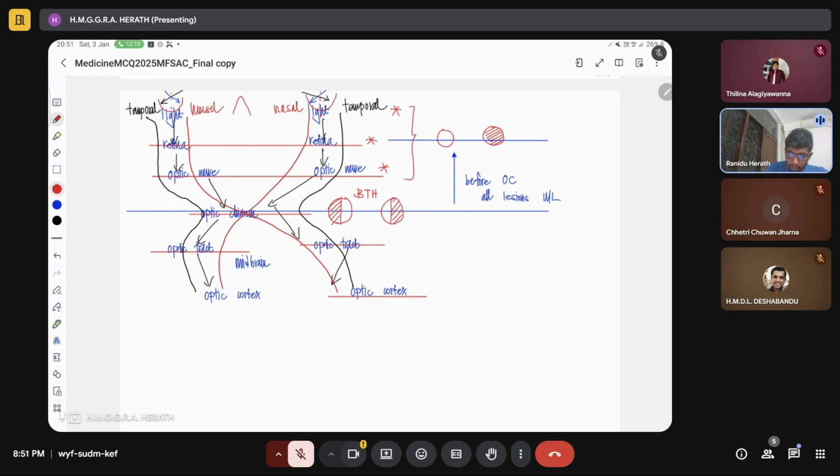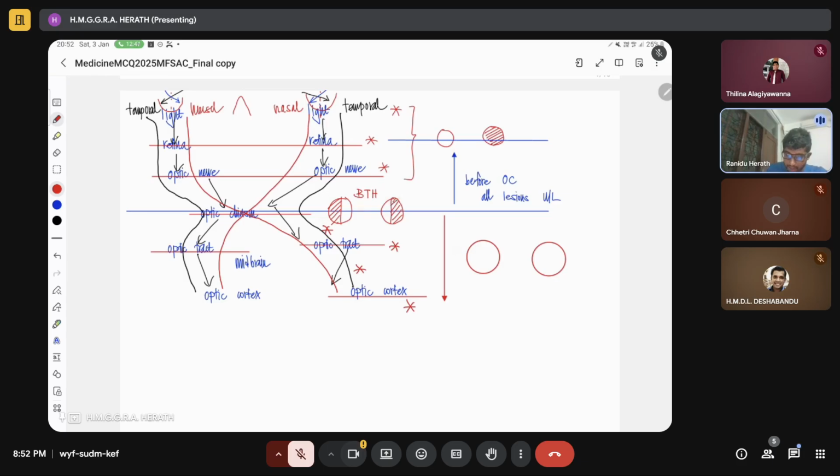So if there is a problem, a lesion behind the optic chiasm, say for an example, a lesion in the optic tract or the occipital cortex or anywhere here or here, there will be hemianopia, right? So hemianopia comes when one half of the visual field is defective, right? So here the temporal halves of the visual fields are defective.